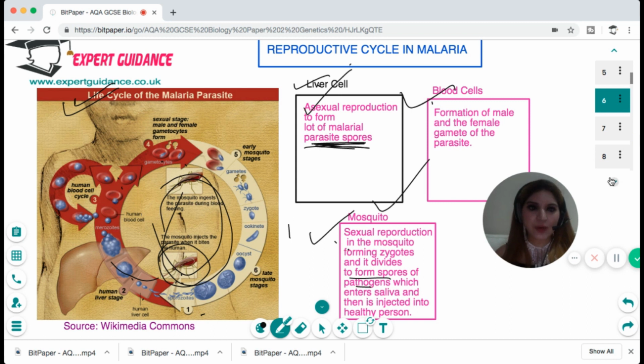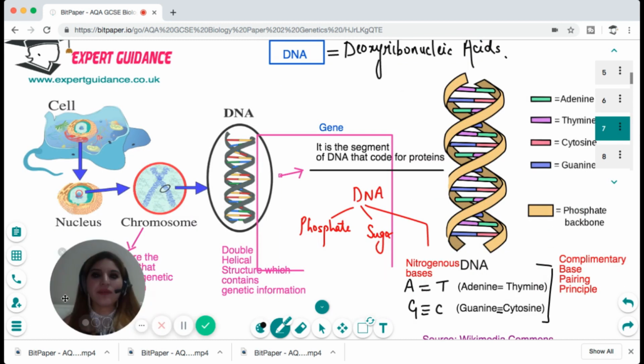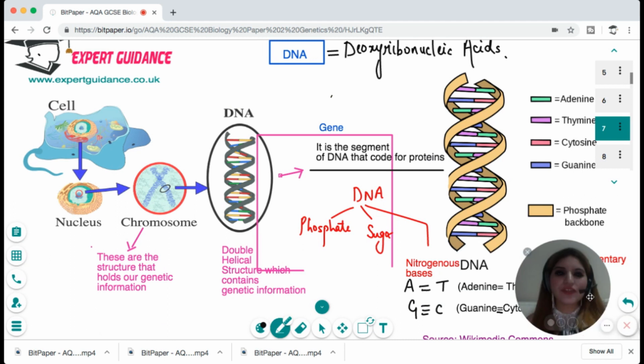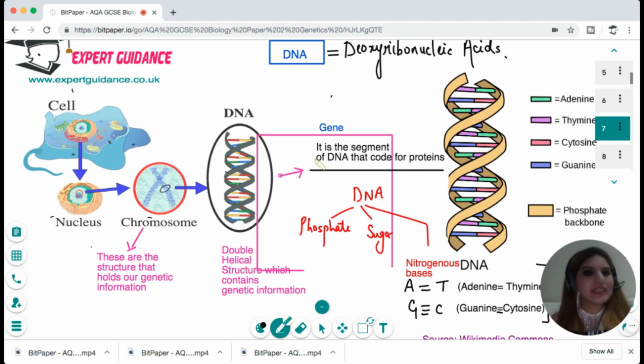Next, it's very important, the DNA. First of all, you should know these terms are very often used interchangeably. What's the difference between them? What's a cell? What's a nucleus, chromosome, DNA, and gene?